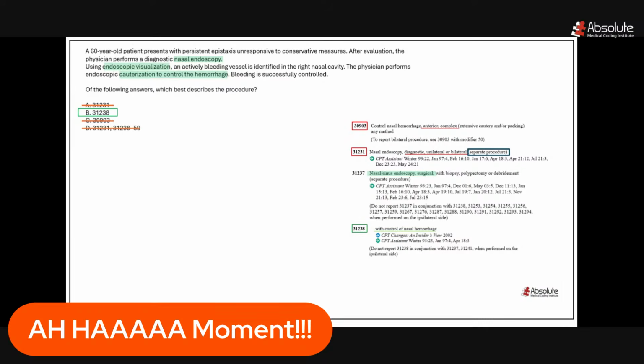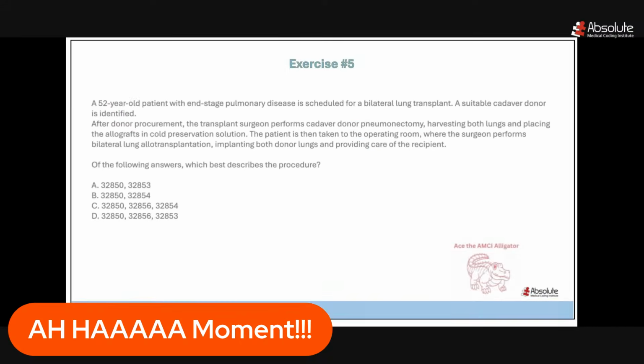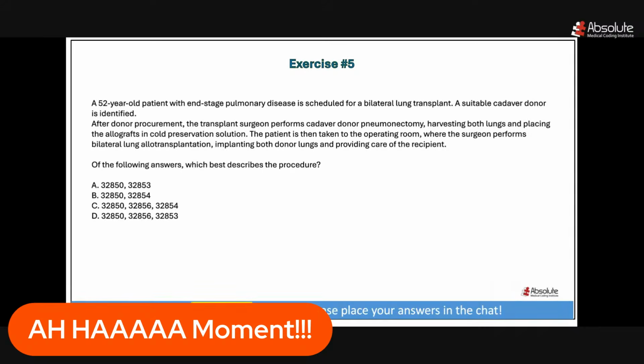So quickly, let me move on to the next scenario, exercise number 5. Of the following answers, which best describes the procedure? Option A: 32850, 32853. Option B: 32850, 32854. Option C: 32850, 32856, 32854. Option D: 32850, 32856, 32853.